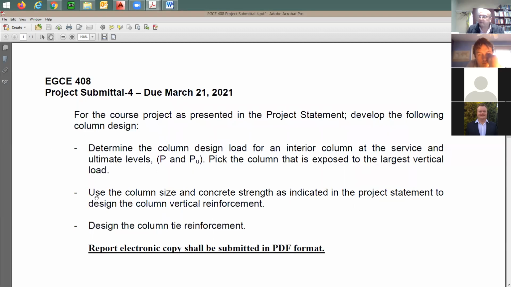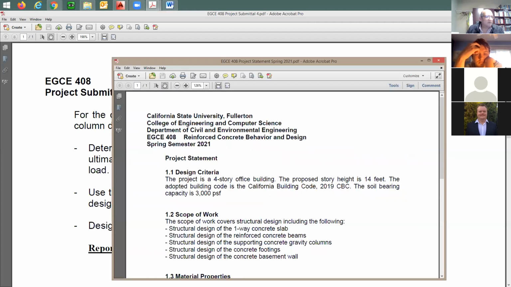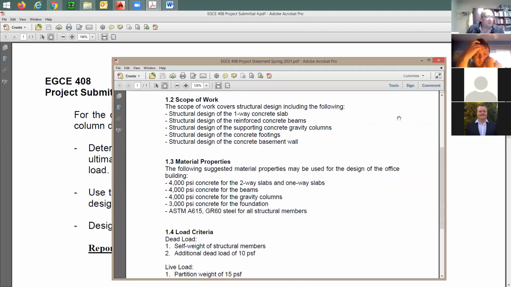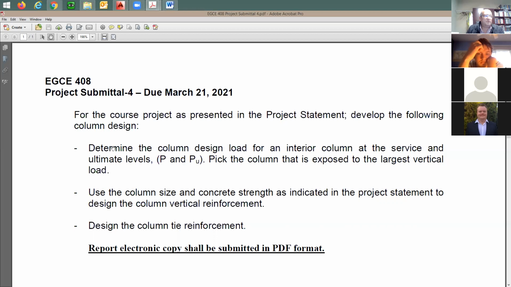It says here now, you have the column dimensions, and the other question is going to be about the material properties. What concrete strength do you think I need to use here? Do we have it? Is it written here somewhere? Oh, it says 4,000. You see this? Gravity columns. Good. So you're going to be taking 4,000 concrete and the column size 16 by 16, and then it says here, use the column size and concrete strength as indicated in the project statement to design the column vertical reinforcement. Now you need to design the vertical reinforcement.